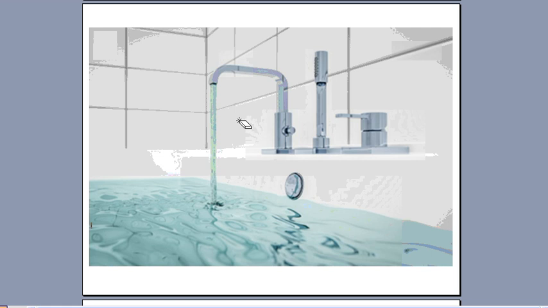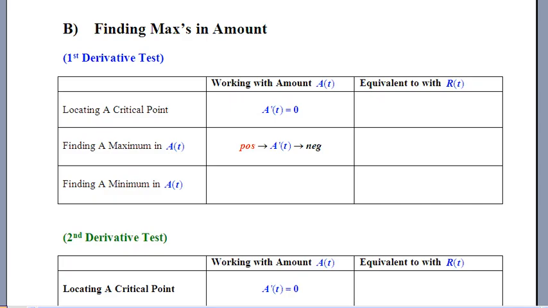Well, a critical point would be when the derivative of the amount is equal to 0. That could be when the water level has hit a peak, or maybe it's gone down and hit a minimum, and then you're about to fill it back up again. And so just based on our knowledge from way back in chapter 4, if you want a critical point, then the derivative of that amount has to equal 0.